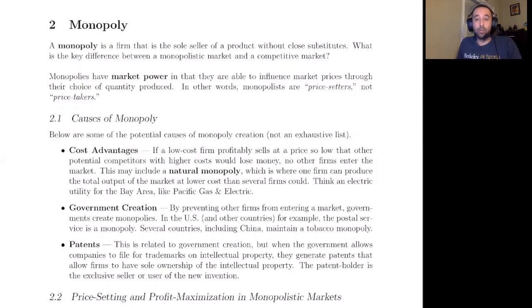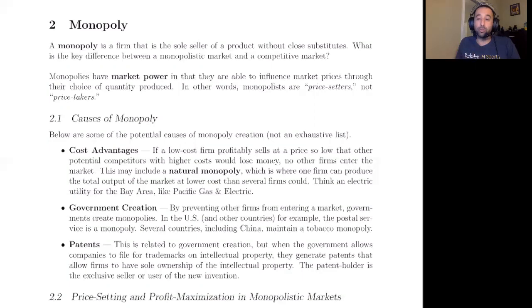The first is that a monopoly may have cost advantages. You can imagine that if a low cost firm profitably sells at a price so low that other potential competitors with higher costs would lose money, then no other firms are going to be able to enter the market. For some reason, whether it's policy induced or technology induced, there may be reasons why a certain firm has a much lower cost of production than all other potential firms that would enter a market. This might also include something we call a natural monopoly, which is where one firm can produce the total output of a market at a lower cost than several firms could.